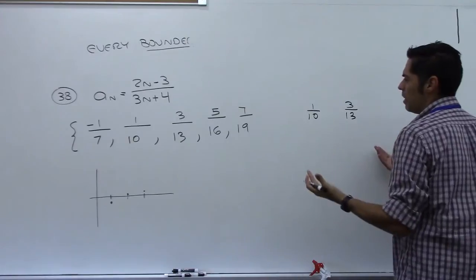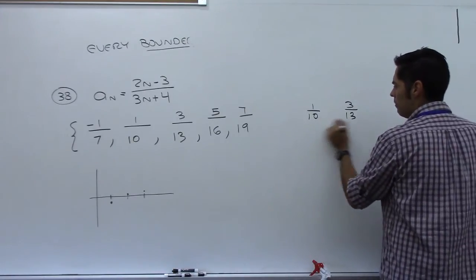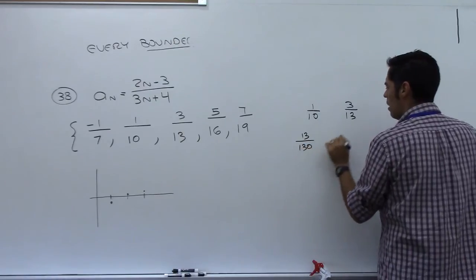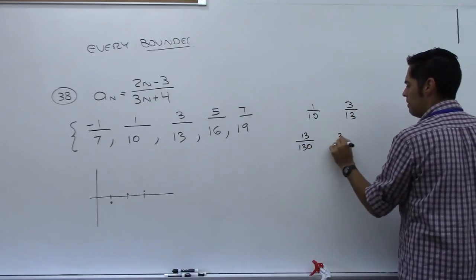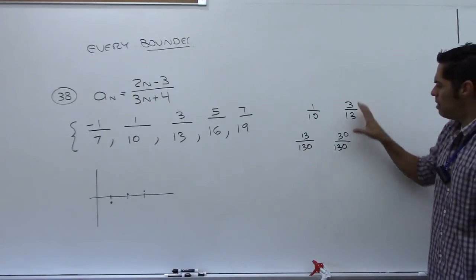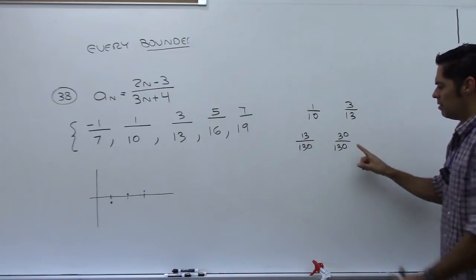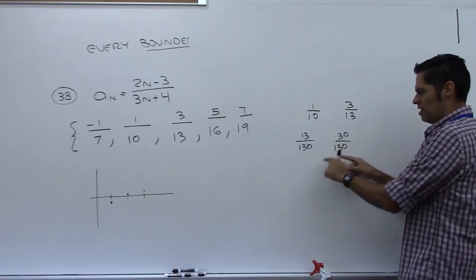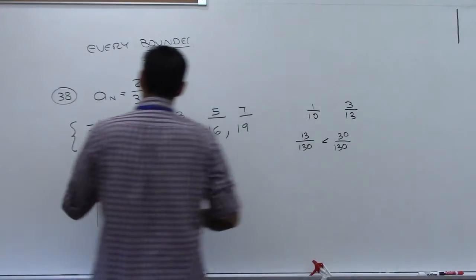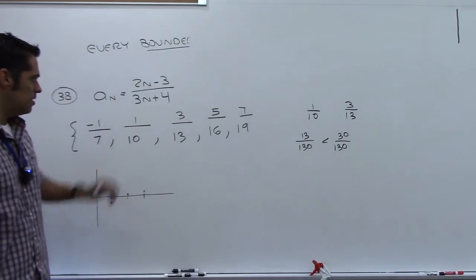Well, you get a common denominator. So 130, so I multiply 13 on top and bottom here. And then here I multiply top and bottom by 10. And so with the common denominator, these two rewritten, you can tell that 30 over 130 is bigger than 13 over 130. So yes, 3/13 is bigger than 1/10.